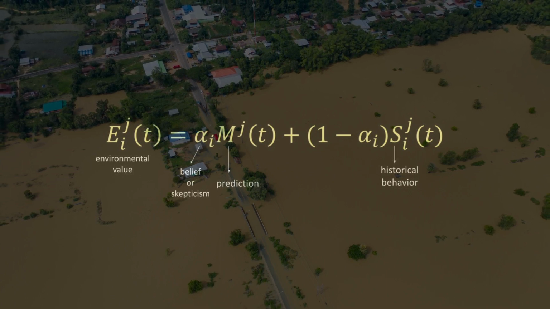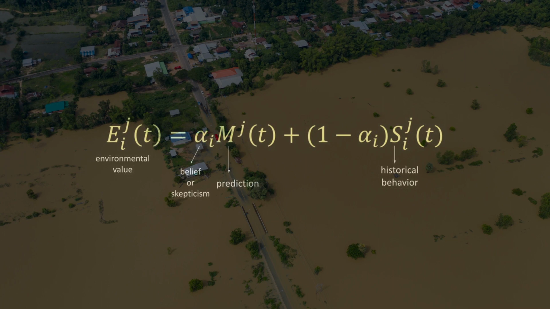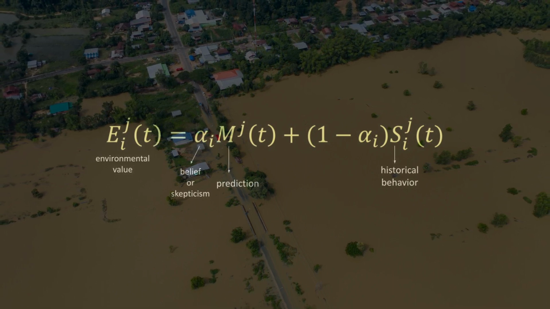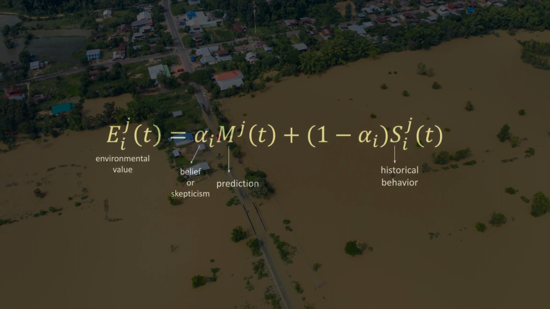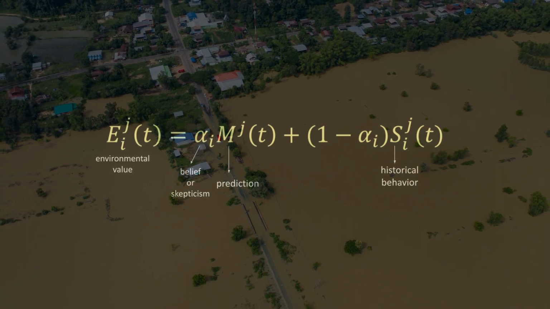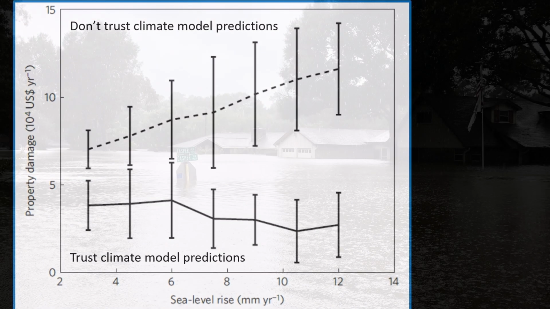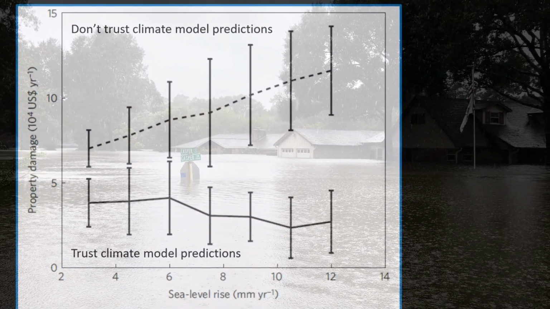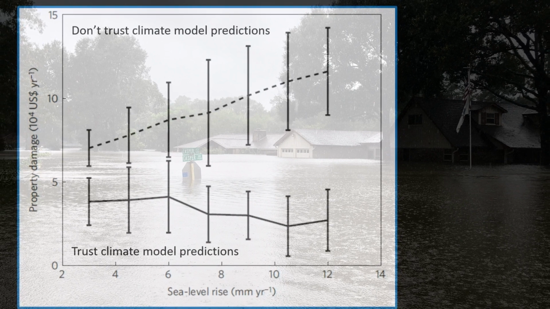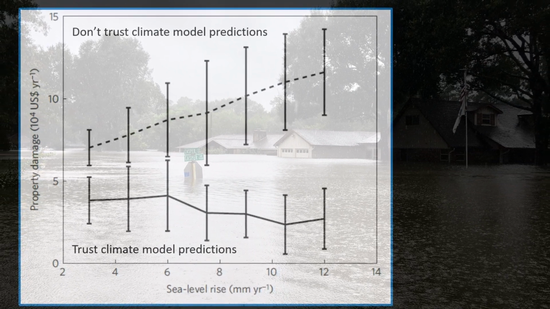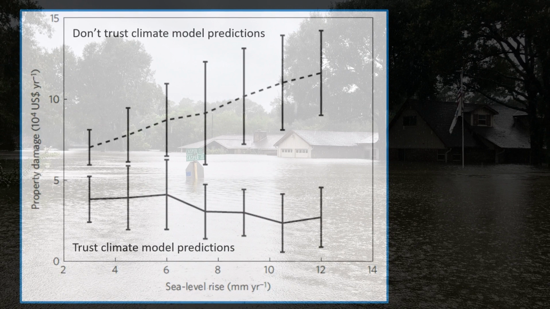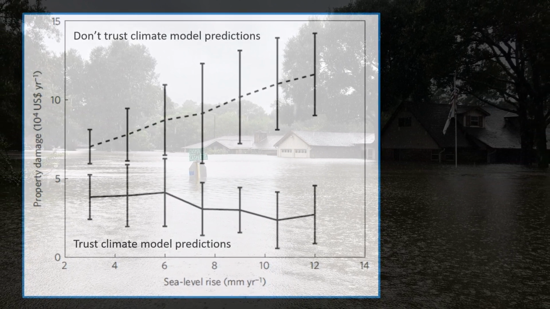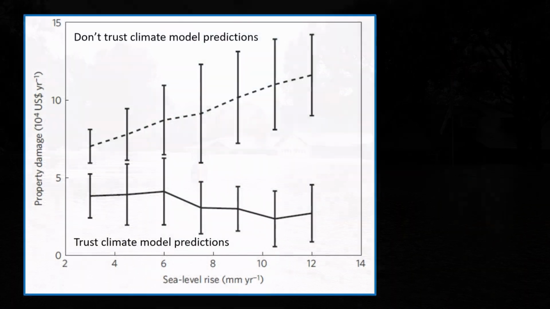Alpha characterizes the agent's trust in a climate model. M is the prediction of the model, and S is the historical behavior of the characteristic. McNamara and Keeler used this coupled model to estimate property damage in communities that trusted climate models versus those that did not, and they predict much more damage to communities that do not believe model predictions. This demonstrates the importance of accounting for psychological factors such as trust in models of the economic impacts of climate change.